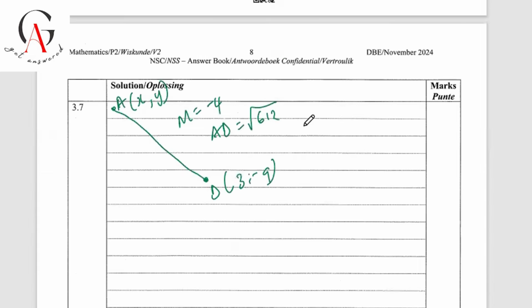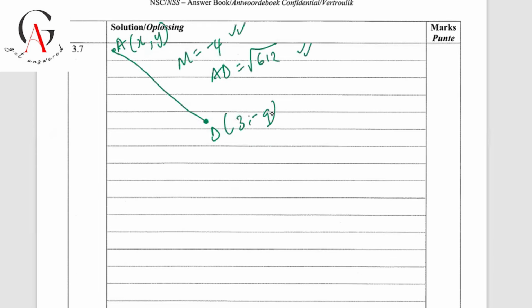Okay, so I'm going to use the gradient formula. And then I'm also going to use the distance formula in both scenarios, and then I'll solve the equations simultaneously. So let's start with the gradient formula. We know that the gradient of AD is going to be the change in Y over change in X. So that's going to be Y minus -9 over X minus 3. This must give us -4.